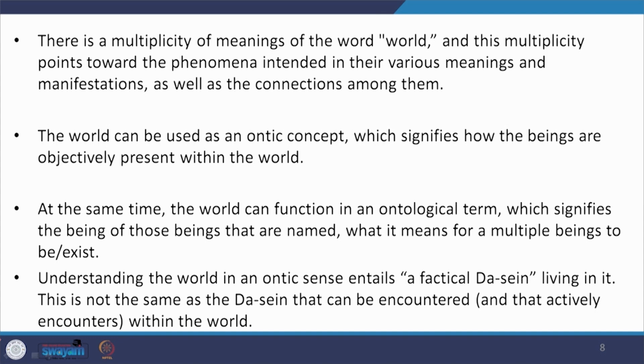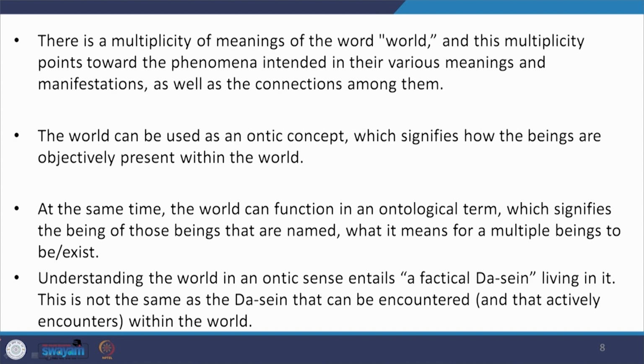So, the world can be used as an ontic concept which signifies how the beings are objectively present within the world, and at the same time the world can function as an ontological term which signifies the being of those beings that are named, what it means for multiple beings to be or exist. So, understanding the world in an ontic sense entails a factical, the same, living in the world.